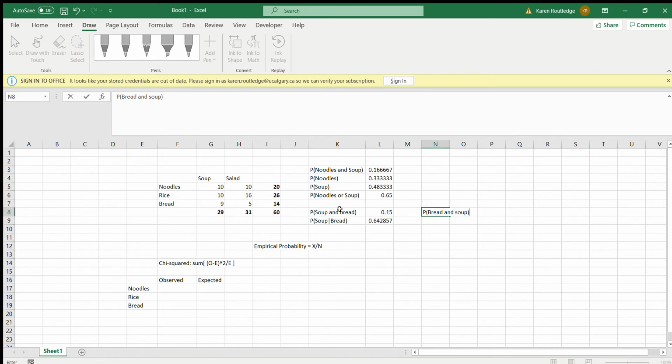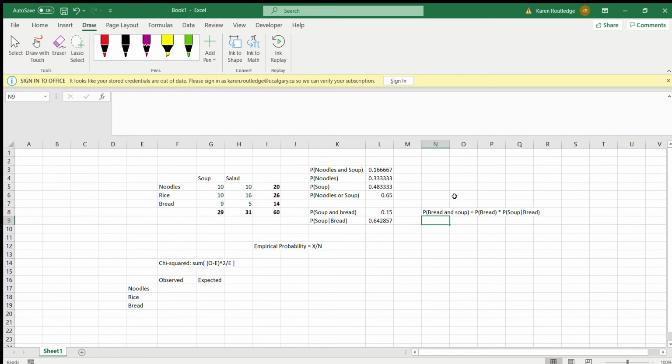So here we have listed soup and bread. I'm changing that around just for teaching purposes, for the probability of bread and soup. Notice it's still 0.15 because we're still talking about this cell, the soup and bread intersection. So it doesn't matter which order we put it in at this point. So our probability of having bread and soup, according to the AND rule, or the multiplication rule of probability, is equal to the probability of bread, multiplied by the probability of having soup, given that we are having bread. So that is the formal AND rule of probability.